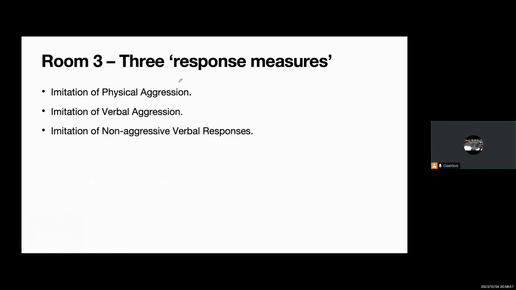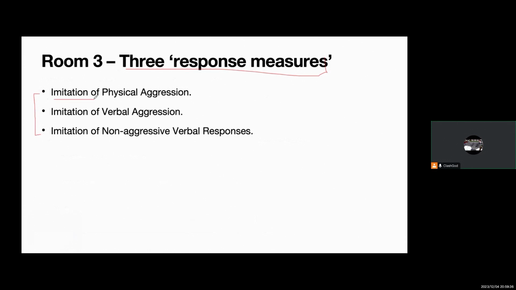In room 3, as we know, we need to measure the imitation of aggressive behaviors. And in order to measure the aggressive behaviors of the children through the observations, we need to put the response units of every 5-second intervals into categories, right? We need to categorize the behaviors. And there are 3 major response measures, or 3 major categories, in which we can place the behavior.